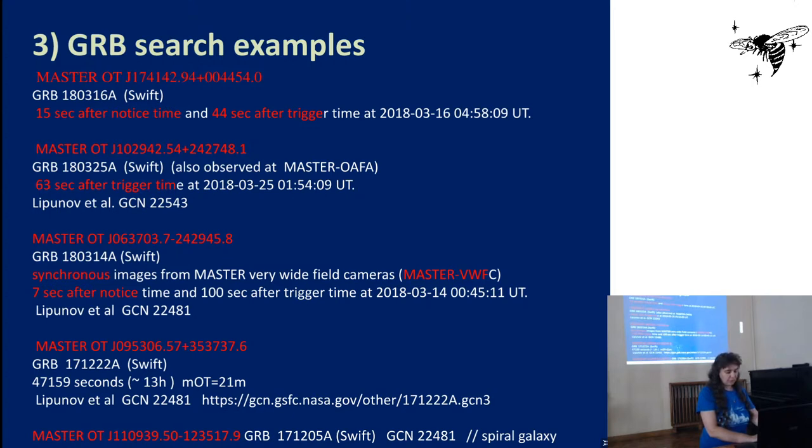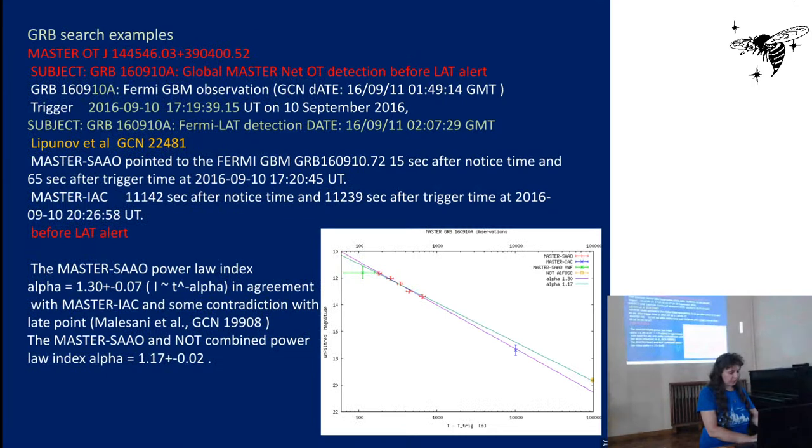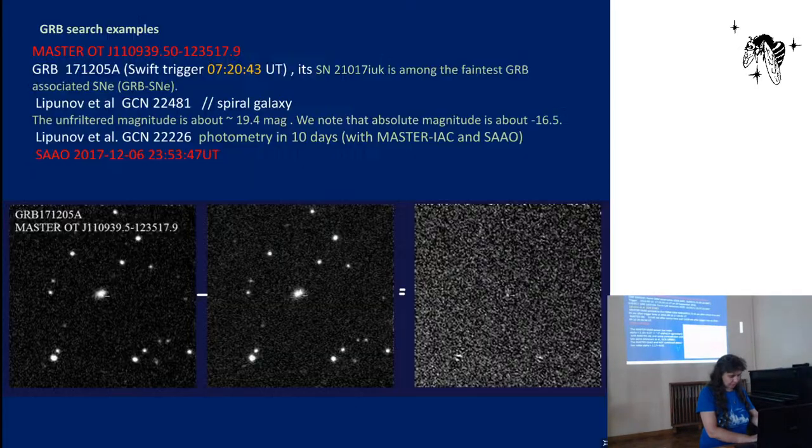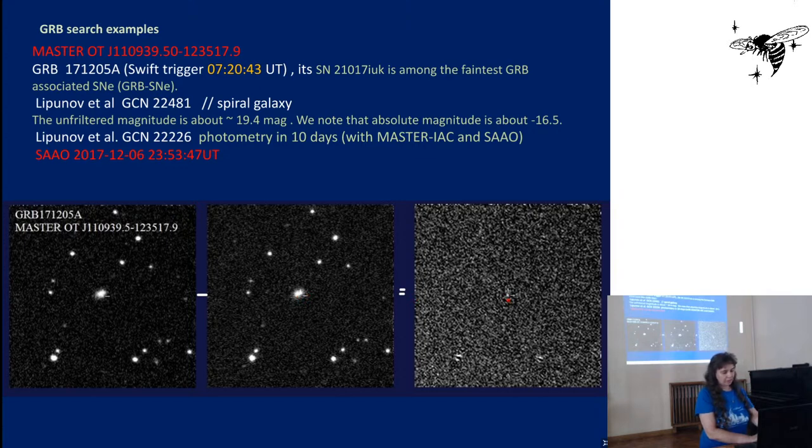One of them was in a spiral galaxy. Just a moment. Here, GRB 172005A. It was a Swift trigger. At this position, we see the optical counterpart and we also see a supernova after 10 days.